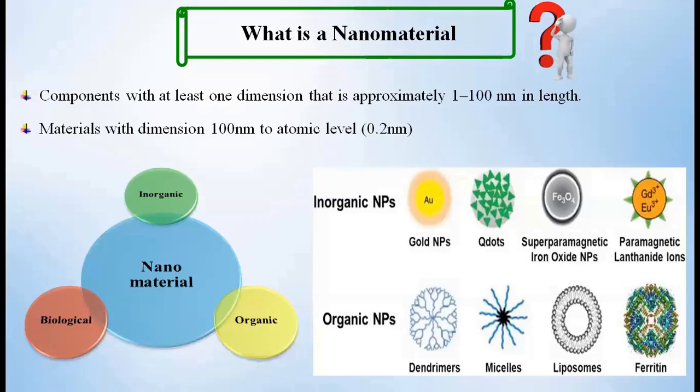From the next slide, you will get familiar with what nanomaterial is and what its size is, and you will find it easy to learn. Now, what is nanomaterial? Components having an approximate dimension of 1 to 100 nanometers in length are known as nanomaterial. There are three types of nanomaterial: biological, inorganic, and organic. The picture on the right shows some inorganic nanoparticles and some organic nanoparticles.